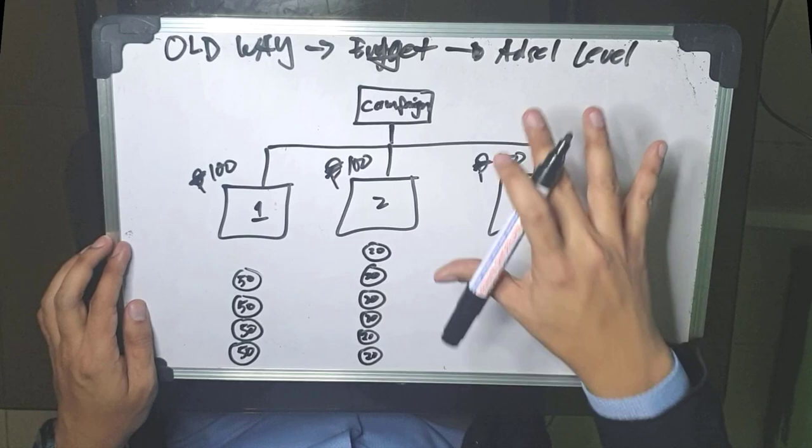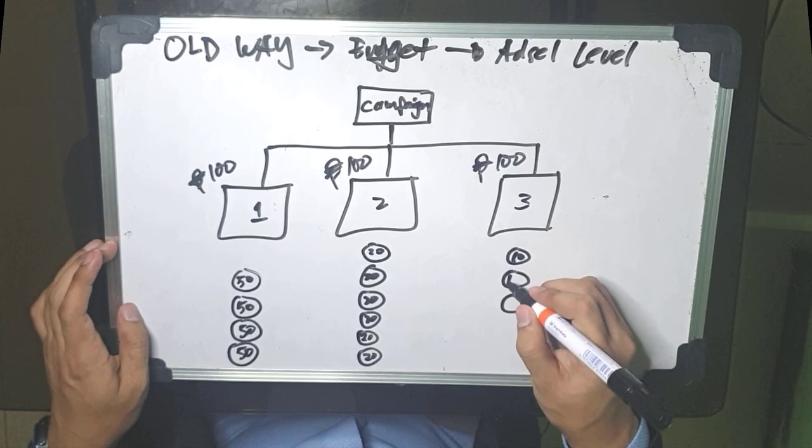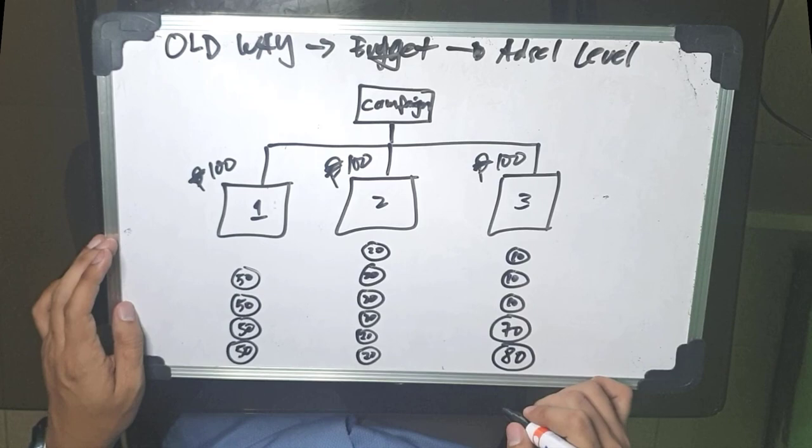And then, sa third naman, is we have 5 available optimization, and ang first 3 available natin ng mga opportunities, tag 10 pesos each. And then, ang fourth opportunity is medyo mahal, tag 70 pesos. And ang pinakahuling opportunity is mas lalo nagmahal, which is 80 pesos. So, let's run this ad. Example, this ad now is currently running.